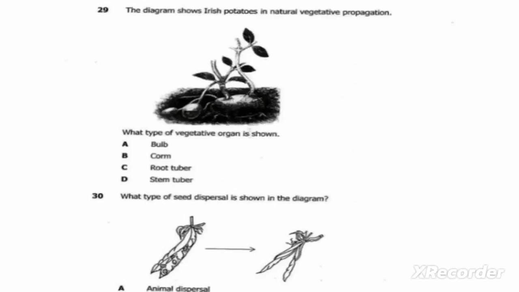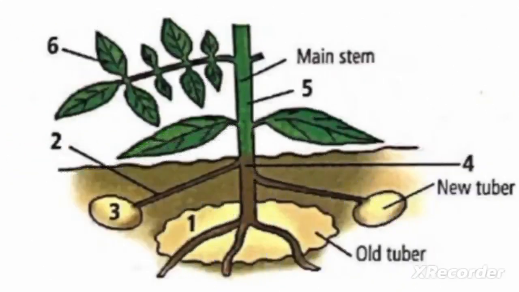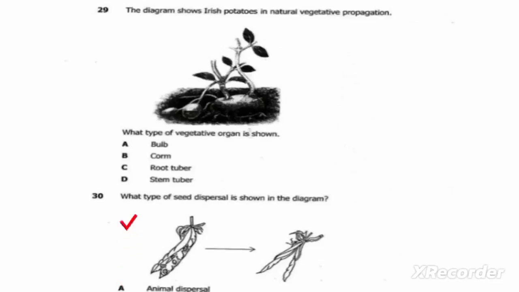Okay, we shift to the next question, which is question 29. The question reads, the diagram shows Irish potatoes in natural vegetative propagation. What type of vegetative organ is shown? A. Bulb. B. Corm. C. Root tuber. D. Stem tuber. So Irish potato is an example of a stem tuber. Our correct answer is D.